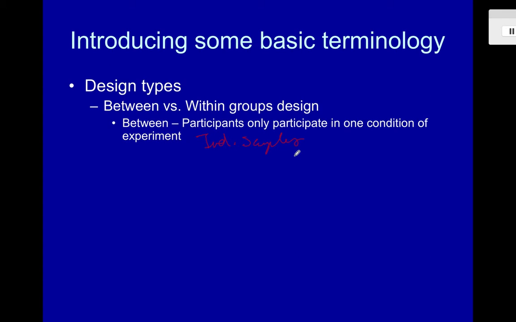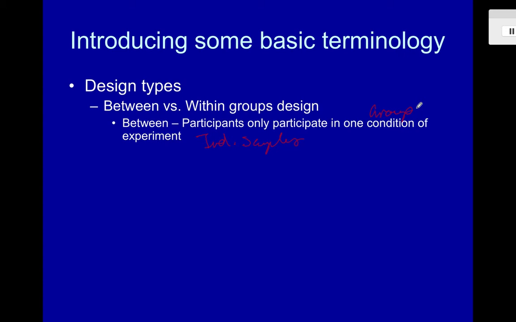But here we have different groups, and the big part associated with the between groups research design is that the key issue is that they can only participate in one group or one condition of my experiment. In other words, these people cannot participate in the other group. They can only be in one group.